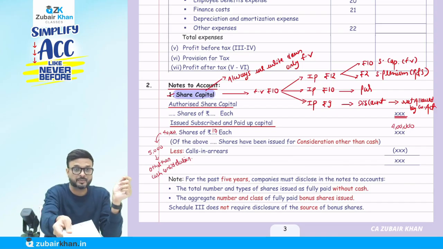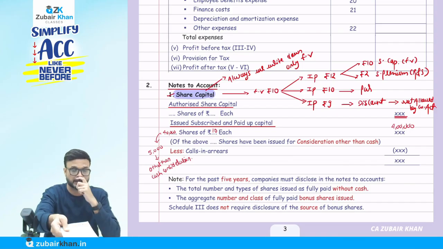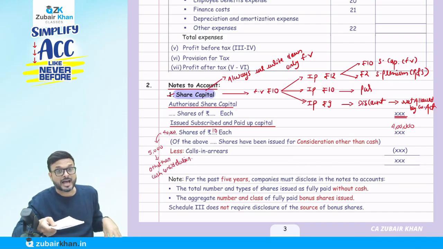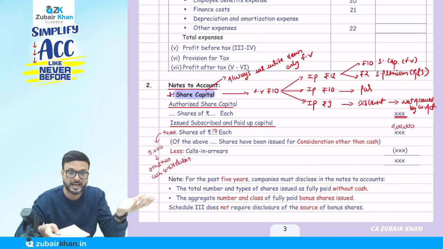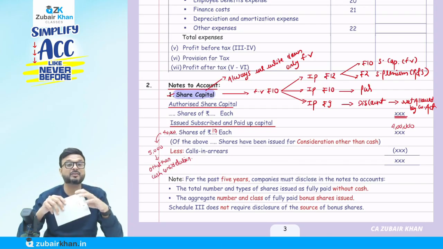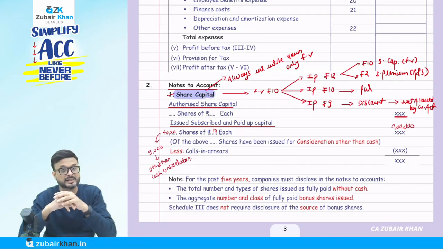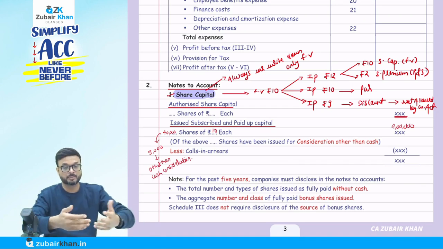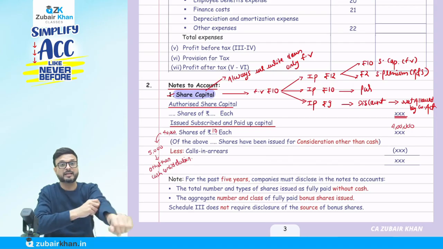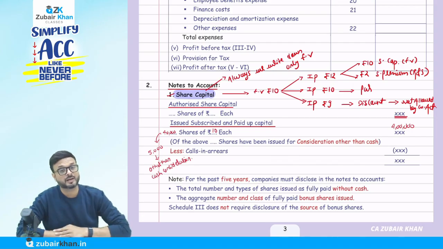So I'm giving you shares, but in return I am not getting the amount from you. In return, I'm getting something else from you, not cash. I'm getting from you furniture or any asset. So this is the issue of shares for consideration other than cash. Other than cash means we are issuing shares, but in return we are not getting the cash.